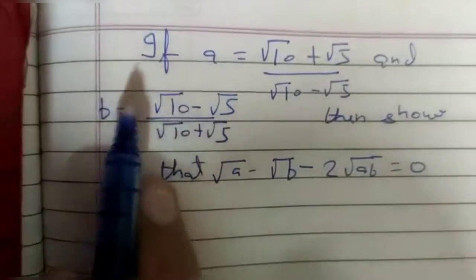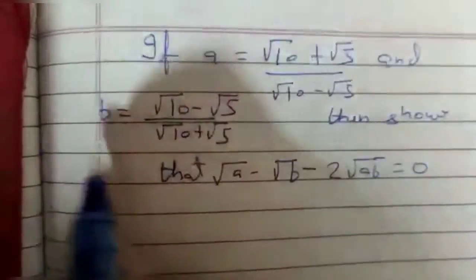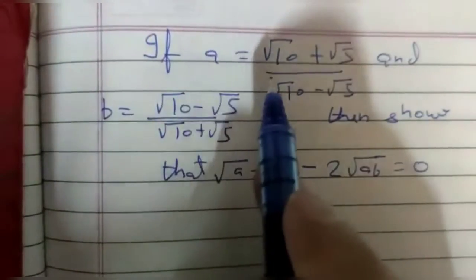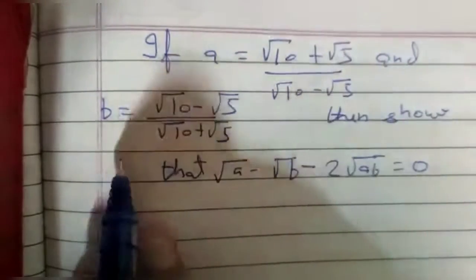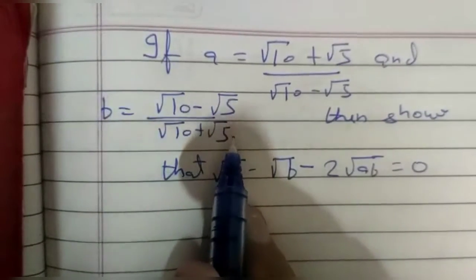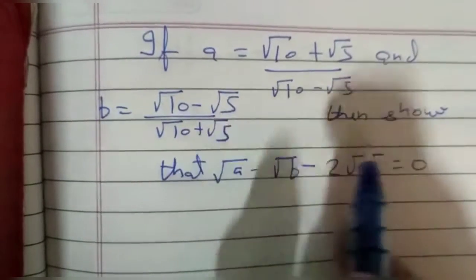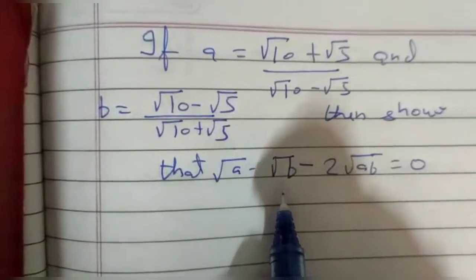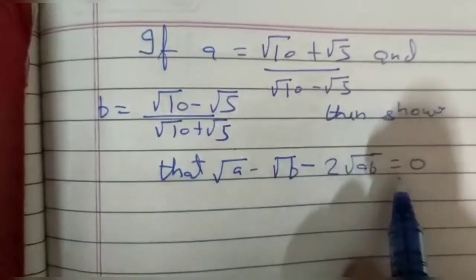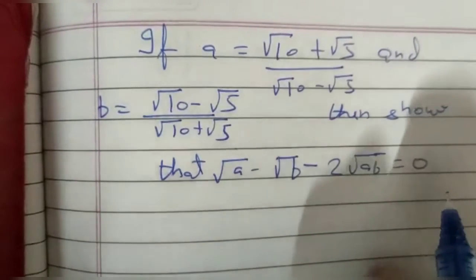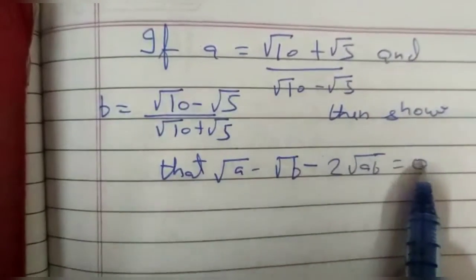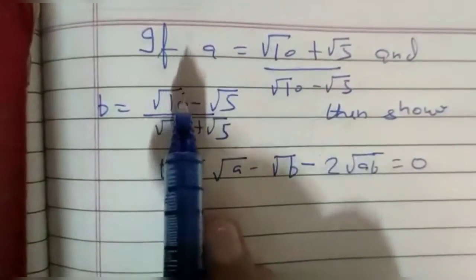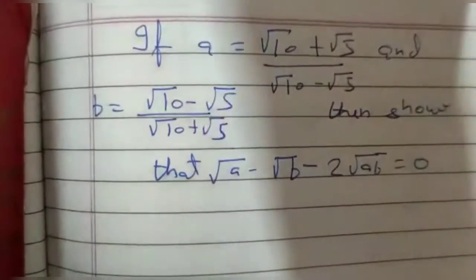So let me read out the question which we are going to solve today. The question is, if a equals root 10 plus root 5 upon root 10 minus root 5 and b equals root 10 minus root 5 upon root 10 plus root 5, then show that root a minus root b minus 2 root ab equals 0. In this question we need to show that it is equal to 0. We will put the value of a and b to get the answer.